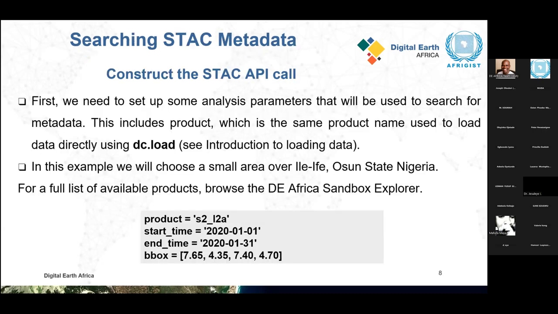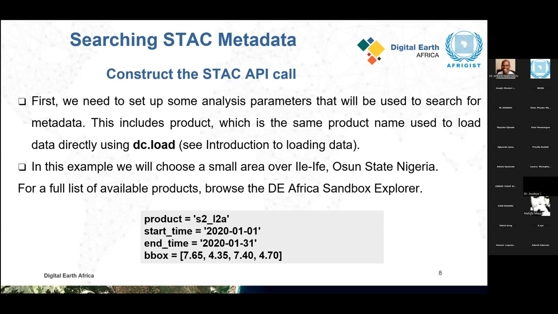Searching STAC metadata. First, construction of the STAC API call. We need to set up some analysis parameters that will be used to search for metadata. These include product, which is the same product name used to load data directly using dc.load. In this example, we'll choose a small area of Ile-Ife, located in Osun State, Nigeria. If you need the full list of available products, you have to browse the Digital Earth Africa Sandbox Explorer.